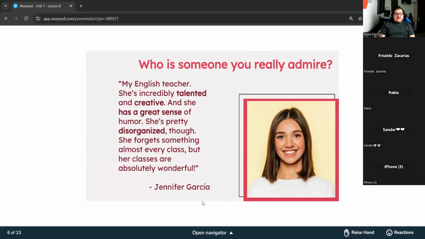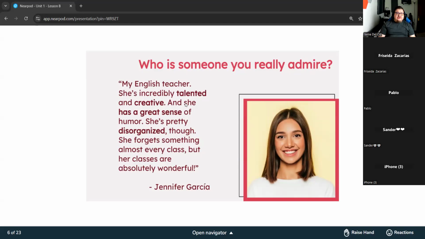So here, Jennifer Garcia is answering this question. What's the question? Who is someone you really admire? Who's someone you really admire? Now, that's the question that you are going to have as well. Who is someone you really admire?